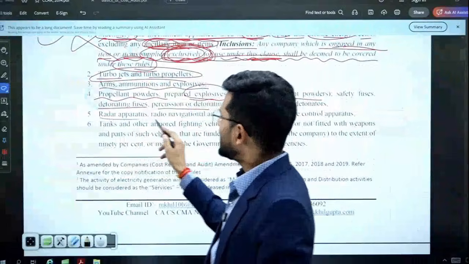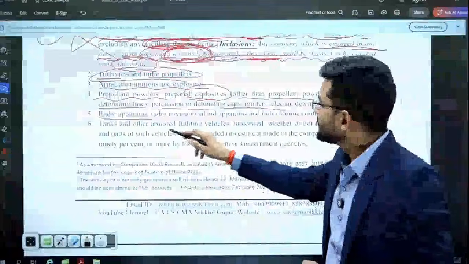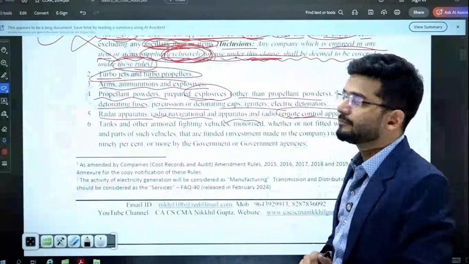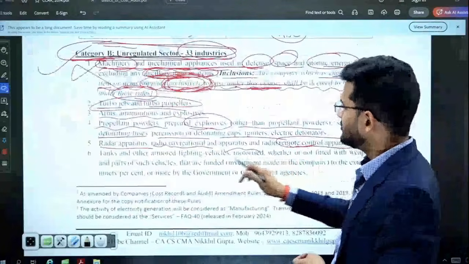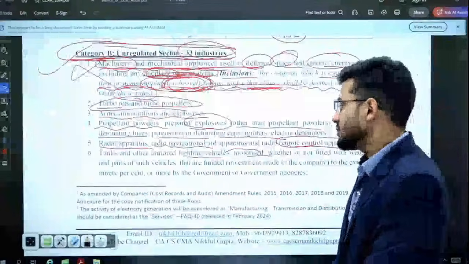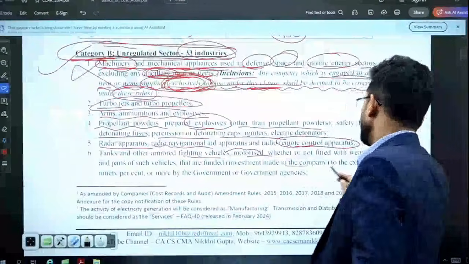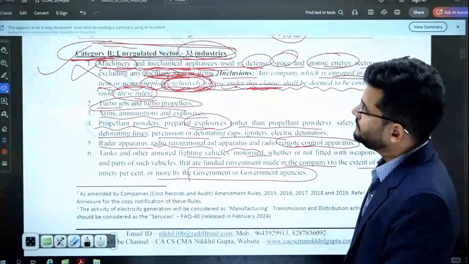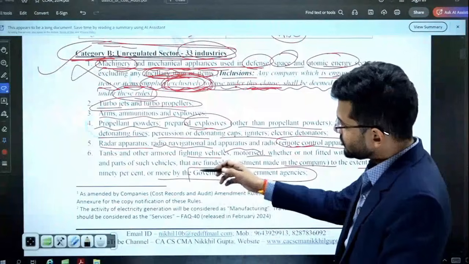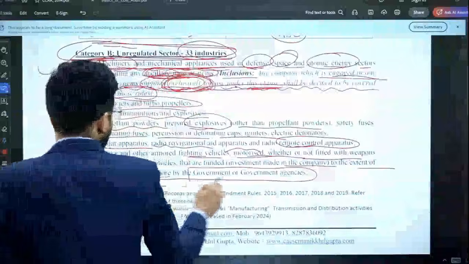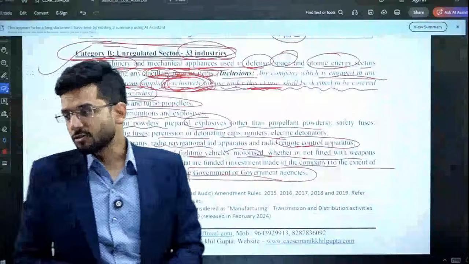Radar apparatus. Radio navigational aid apparatus. Radio remote control apparatus. Tanks and other armored fighting vehicles, motorized whether or not fitted with weapons, and parts of such vehicles that are funded, invested in and made in the company to the extent of 90% or more by government or government agencies. So any kind of tank, armored vehicles, motorized vehicles which are fitted with weapon, 90% of the holding of that company should be held by Government of India.